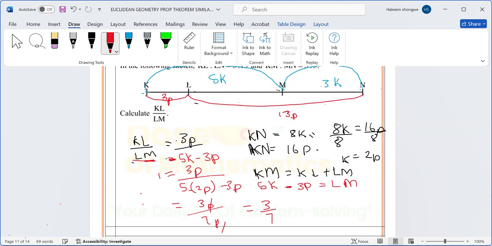Oh, now I calculated LN instead of KL all over LM. So we need to be consistent. Okay, does that make sense, guys?